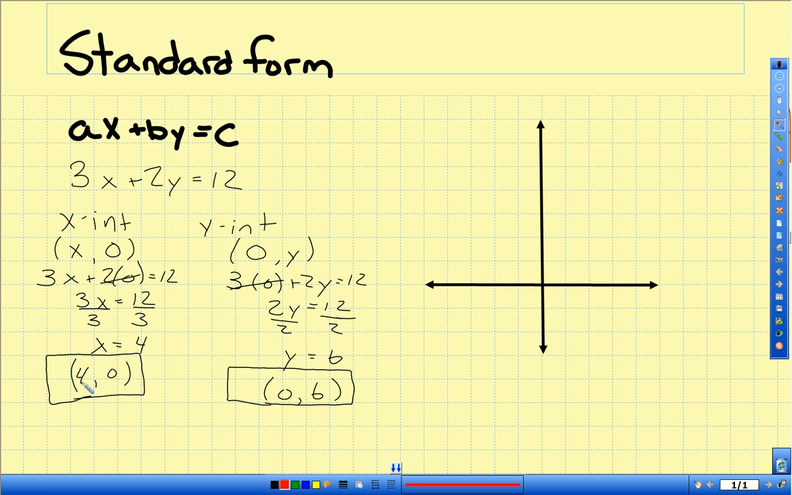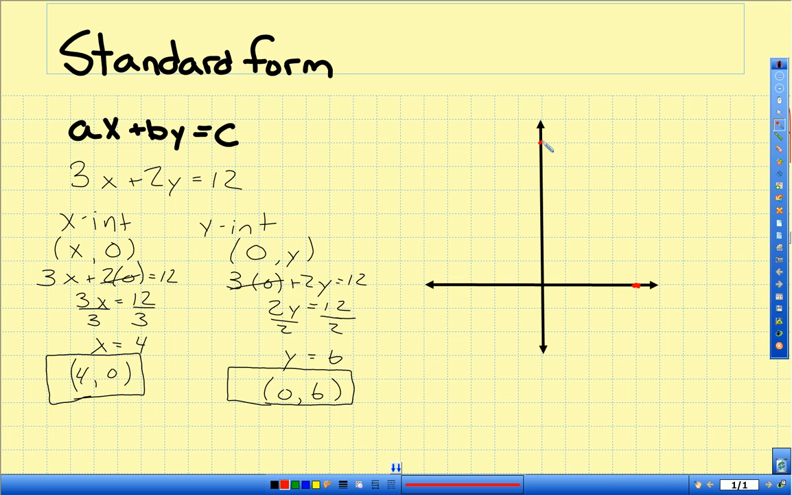So, let's start off with the x-intercept. We're going to plot the point 4, comma 0. So, from the origin we go over 4 units. 1, 2, 3, 4. Put your point. And then we do the y-intercept. From the origin you go over 0. This time we go up 6. 1, 2, 3, 4, 5, 6.